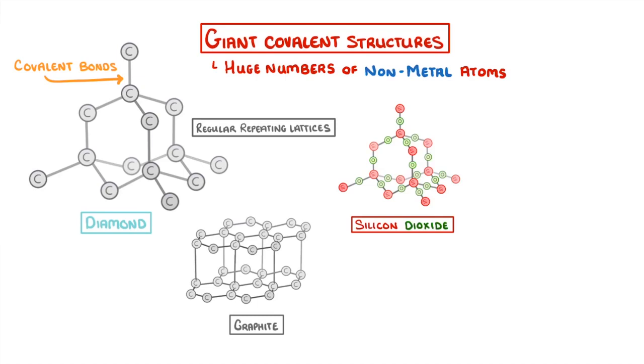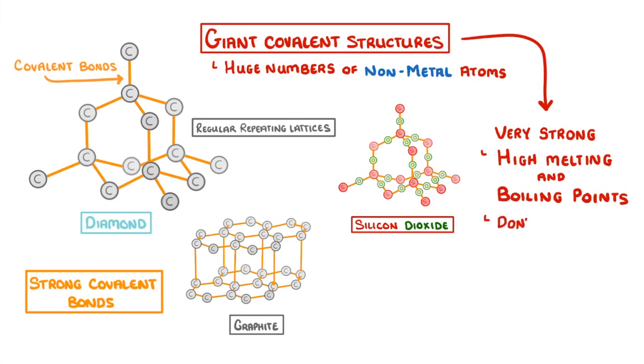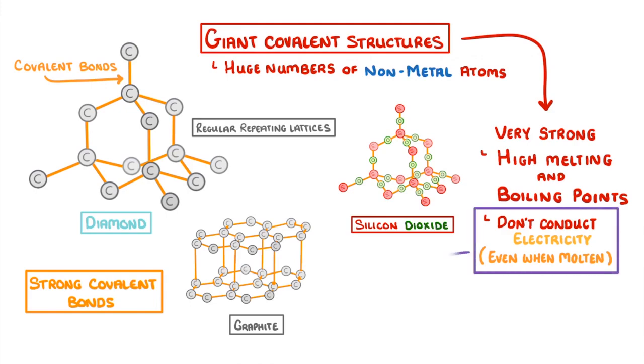The main things to remember about these structures is that they're very strong and they have high melting and boiling points, because we'd have to break all of these strong covalent bonds in order to melt them. The other property to know is that they generally don't conduct electricity, because they don't contain any charged particles, even when they're molten. An exception to this though is graphite, which we take a closer look at in another video along with diamond, which are both made of carbon atoms.